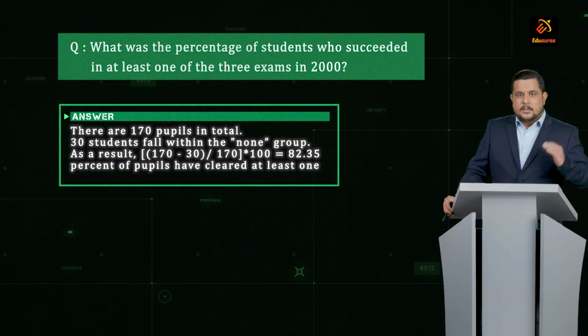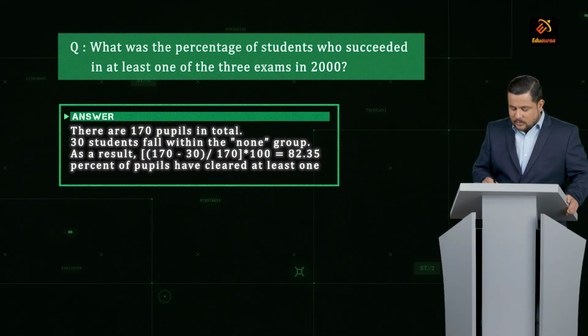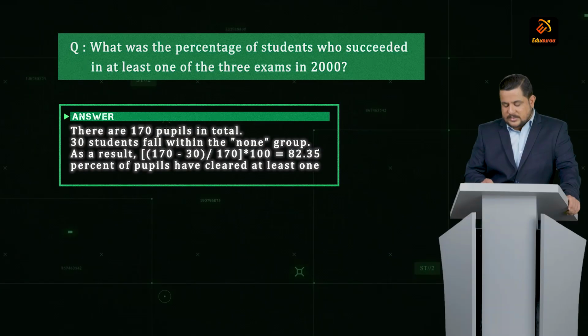So as we know that these 30 students, if we move on to our given bar in year 2000, the blue color represents the students who passed none of these exams. So those students we just have to remove from the total. So 170 minus 30, so 140 students passed at least one exam. 140 upon 170, so what we will get, 140 upon 170 multiply 100. So 0 cancels, means 1400 upon 17.